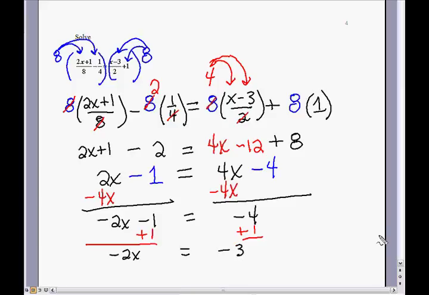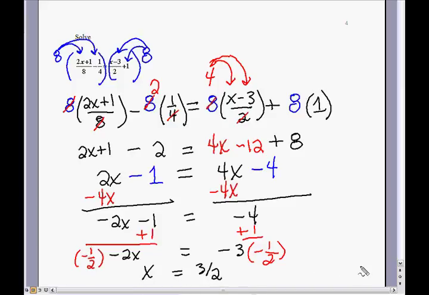X is still not alone. We're multiplying by negative 2. So I'm going to multiply by negative 1/2 to both sides of the equation. Cleaning that up, let's see what we get. We now have x is equal to a positive 3/2.